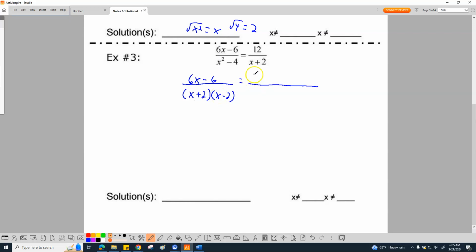All right. Now I'm going to do my 12, and then I'm going to write my x plus 2. But check out what happens here. What's my common denominator? Before you start multiplying things over and over, look at the left side. I have an x plus 2, and I have an x minus 2. Look at the right side. I have an x plus 2. I'm only missing one thing. The only thing I'm missing is that x minus 2. So add that x minus 2, and suddenly you have a common denominator.